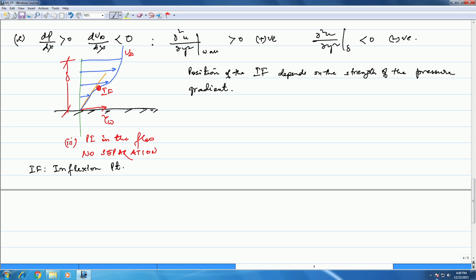Now, for a weak gradient, the flow does not separate, but it is close to transition to turbulence. For a weak pressure gradient, this will not separate, but it is actually close to it. For transition to turbulence at, for example, Re_x around 0.1 million, you will see a velocity profile similar to this, and it is close to transition to turbulence.